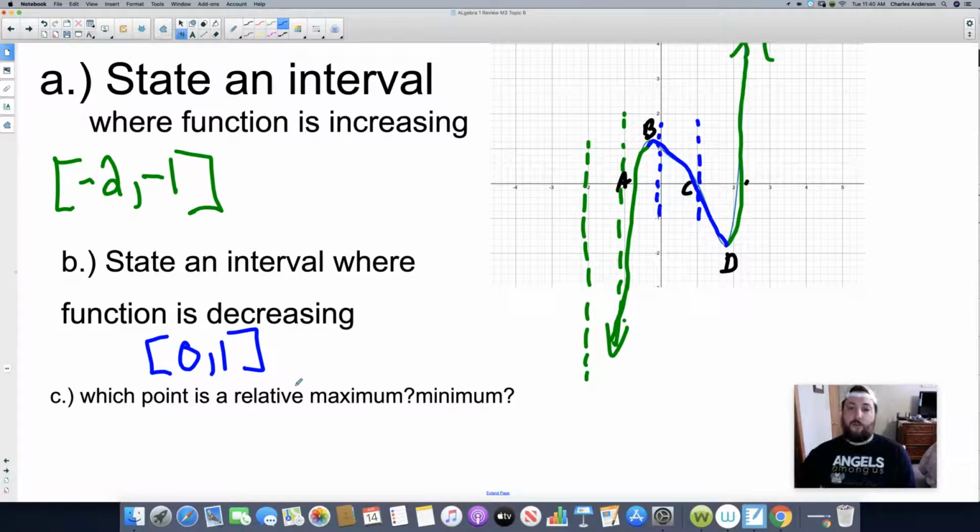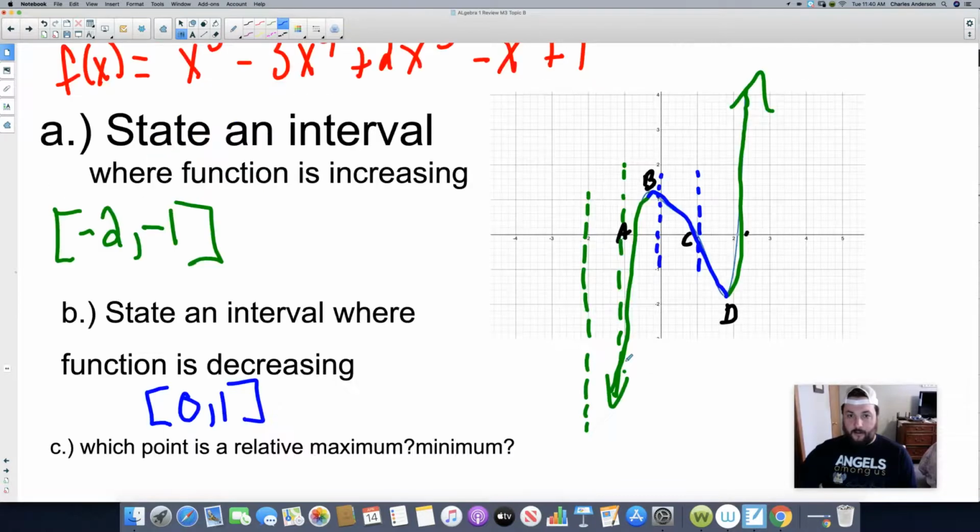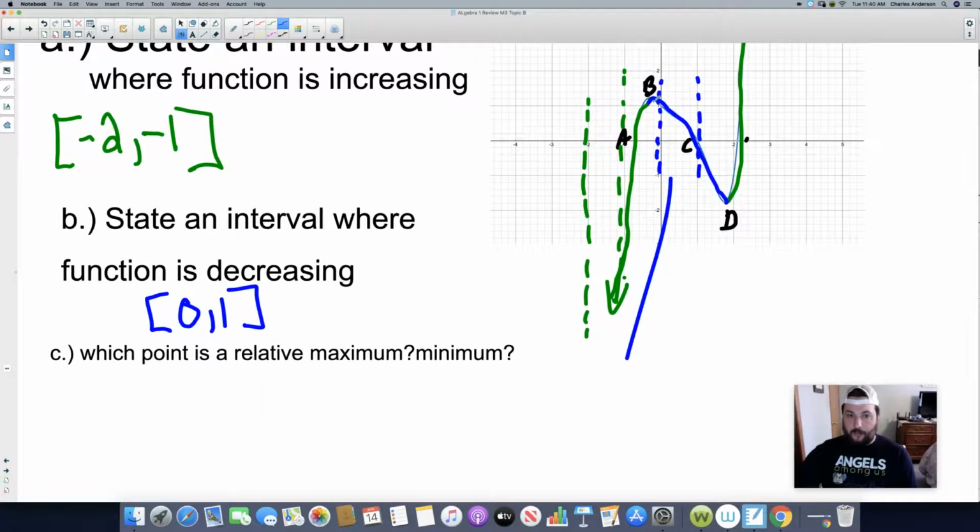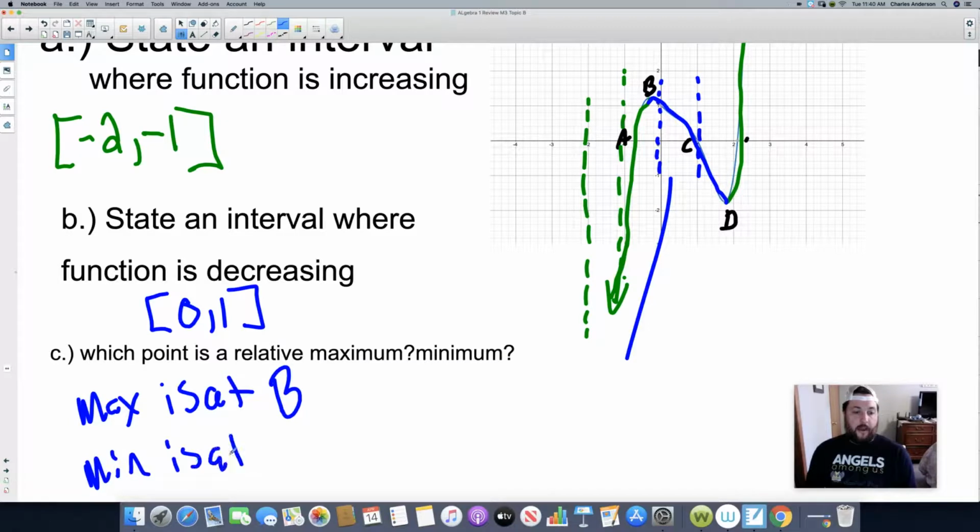All right, then which point is the relative maximum? That's just a maximum. Think of it as the peak of a hill. So where's the peak of a hill? Up here at point B. So the max is at point B. And then the relative minimum is like the valley, right? Down here at D is the valley. So the relative min is at point D. Okay, so that's what you got to have. You're going to see questions very similar to this on the test on Google Forms.